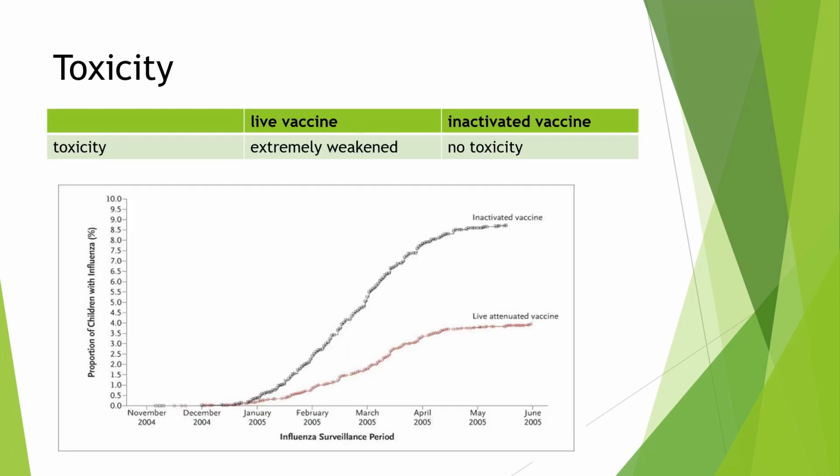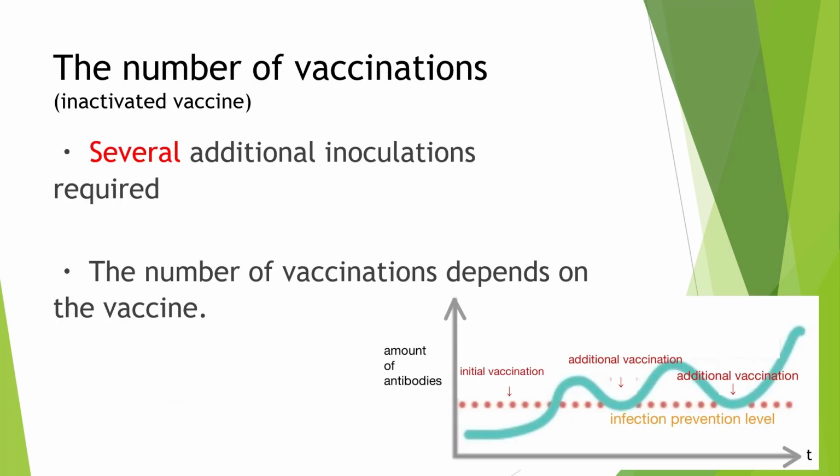This graph shows the percentage of children who get sick after receiving live and inactivated vaccines for influenza. As the graph shows, children who received live vaccines are less likely to get sick. In the case of inactivated vaccines, one vaccination is not sufficient because the immunity produced is weaker than that of natural infection or live vaccines. Therefore, several additional vaccinations are required. The number of inoculations depends on the vaccine.